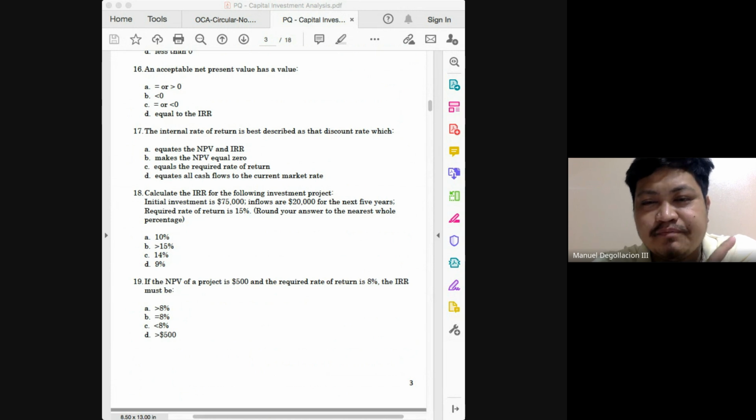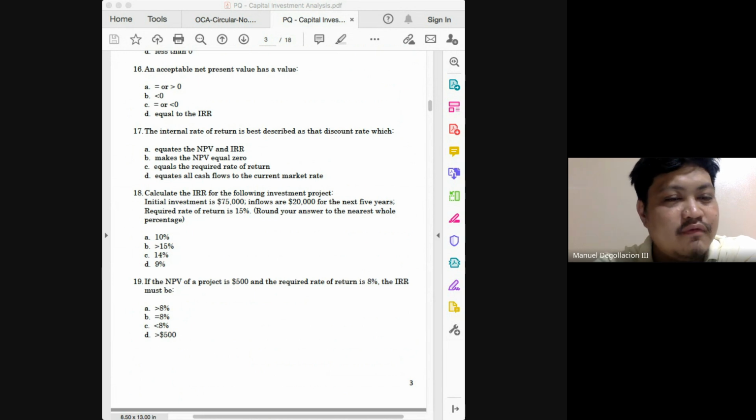So in the NPV, the rate is given and you are trying to get the difference between the present value of the inflows and the present value of the outflows. In the IRR, you will assume that the present value of the inflows and the present value of the outflows will be equal to zero, meaning under the IRR, the net present value would be zero. Okay, what is unknown in the IRR is the rate of return. The rate of return that would make the present value of the cash flows equal to the present value of the inflows.